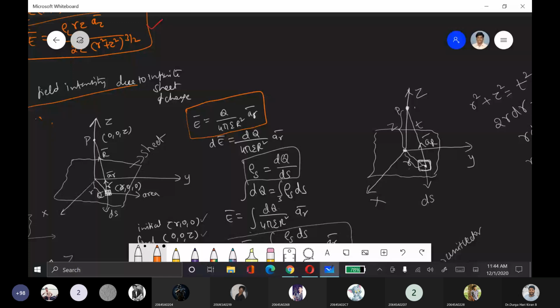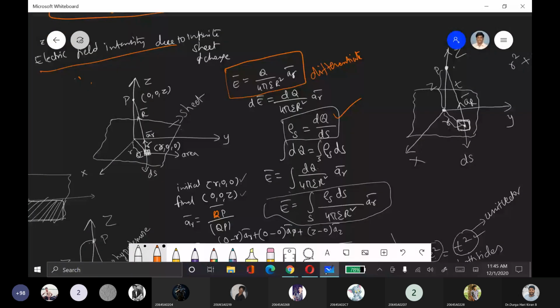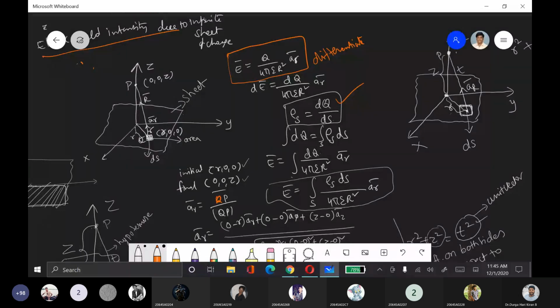Okay, so now what I have done is differentiate on both sides. dE bar is equal to dQ by 4 pi epsilon r square E r bar, right? We already know the surface charge density, the ratio of total charge to the surface area. So rho s is equal to dQ by ds. So dQ is equal to rho s ds.